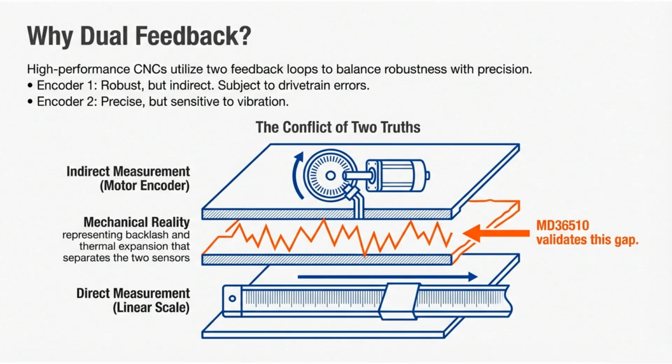High-performance CNCs use two feedback loops. Encoder 1 is robust but indirect, susceptible to drivetrain errors. Encoder 2 is precise but sensitive to vibration. Machine Data 36510 validates the gap between these two truths to ensure accuracy.